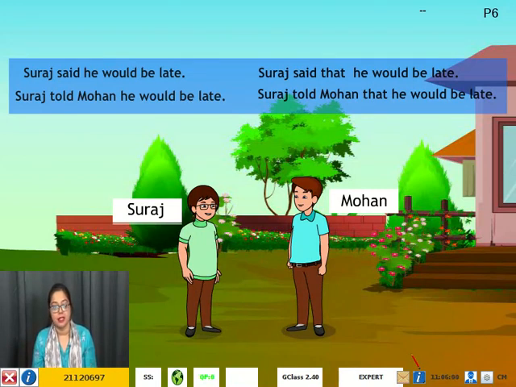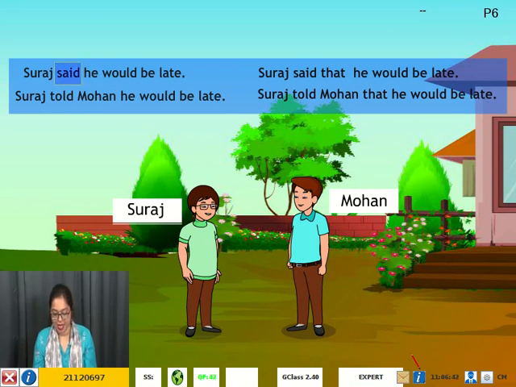Now, in the third sentence, Suraj told Mohan he would be late. And in the fourth sentence, Suraj told Mohan that he would be late. So here on the right hand side, the word that is used as a connector while reporting from direct to indirect speech. So I hope you have understood how and when to use that as a connector while you are converting a sentence from direct to indirect speech. I hope this much is clear to all of you.